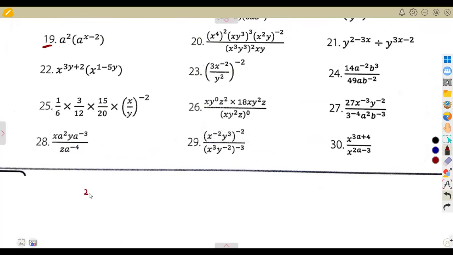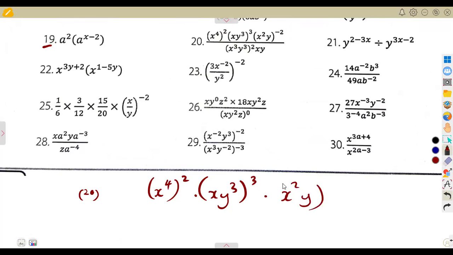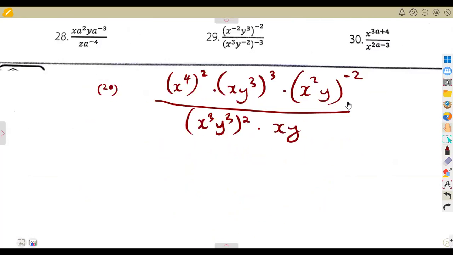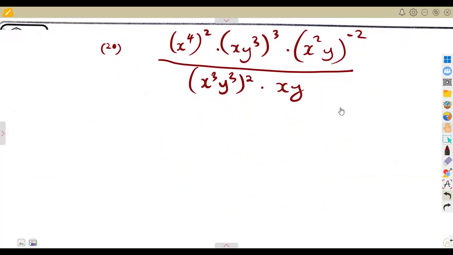Number 20, we have got the same situation. That is x to the exponent of 4 to the exponent of 2 times xy to the exponent of 3 to the exponent of 3 times x squared y to the exponent of negative 2. Everything is being affected by x cubed, y cubed to the exponent of 2 times xy. So never be afraid about how many terms are there. Apply your laws. Use your laws properly.